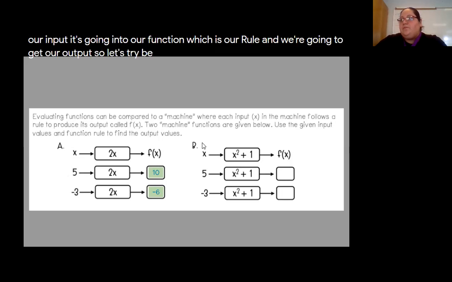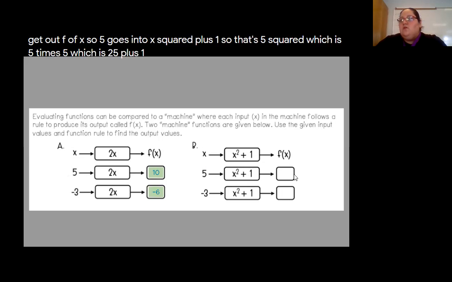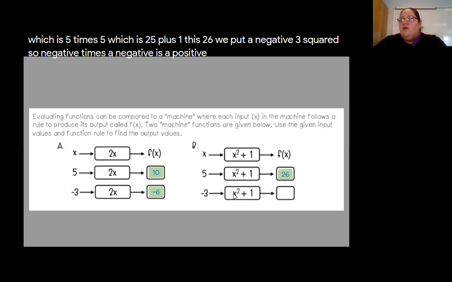So let's try B. B says x goes into x squared plus 1, and we get out f of x. So 5 goes into x squared plus 1, so that's 5 squared, which is 5 times 5, which is 25, plus 1 is 26. We put in -3 squared, so negative times a negative is a positive. 3 times 3 is 9, plus 1 is 10.